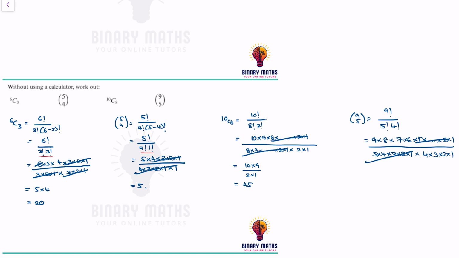And 4 times 3 times 2, so 3 times 2 can cancel out with the 6. And a factor of 4 can go from the top and the bottom. So all you're left with is 9 times 2 times 7. 9 times 2 times 7 is 18 times 7, which is 126.